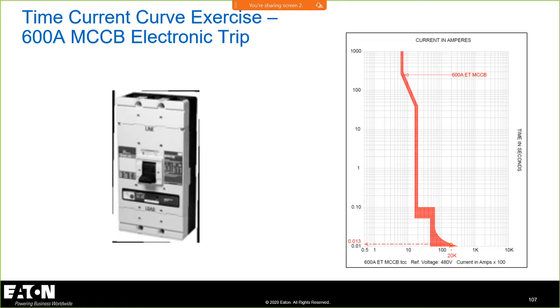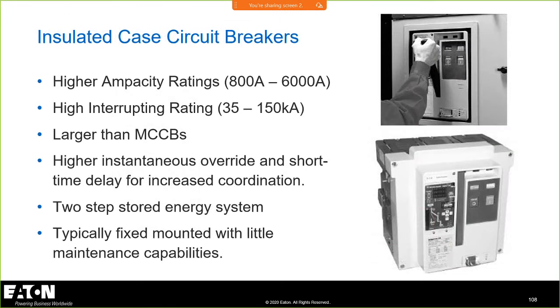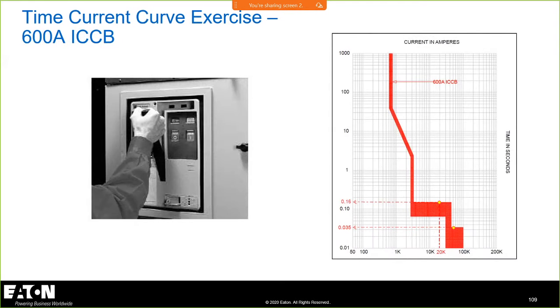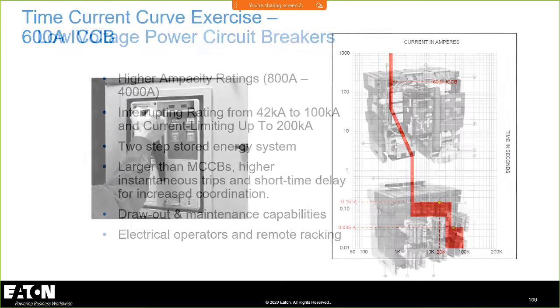So, 600 amp molded case circuit breaker. I have a 600 amp molded case. I'm going to show you a 600 amp insulated case. We already talked about the insulated case. You'll notice I have a lot more functionality. I've got a higher instantaneous pickup. I have a short time delay capability. I have adjustability here. I can move these curves back and forth.